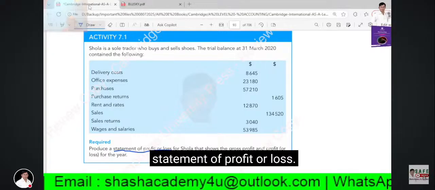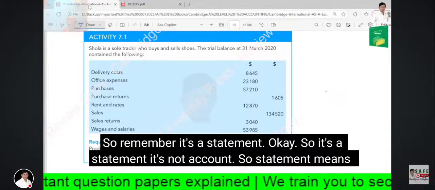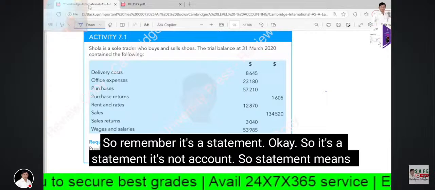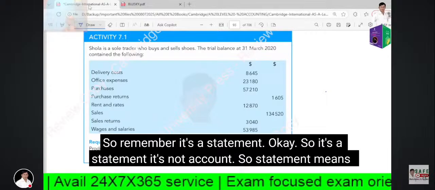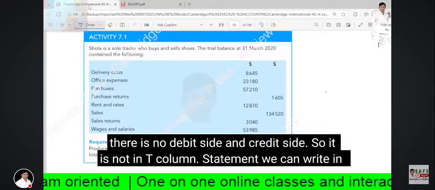Profit or loss. So remember, it's a statement. It's not an account. A statement means there is no debit side and credit side, so it's not in a T-account column.